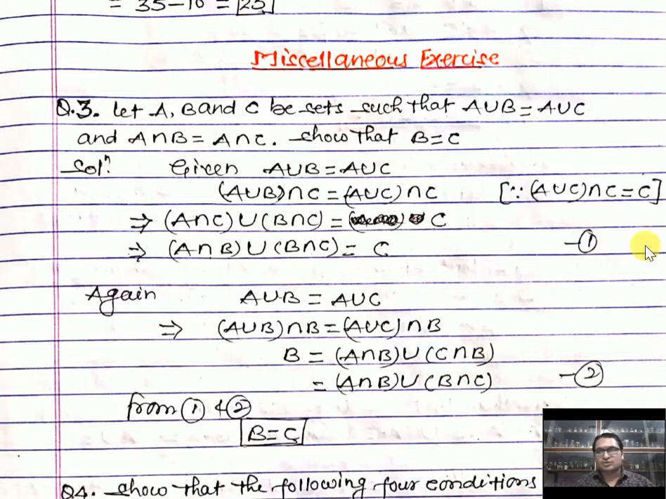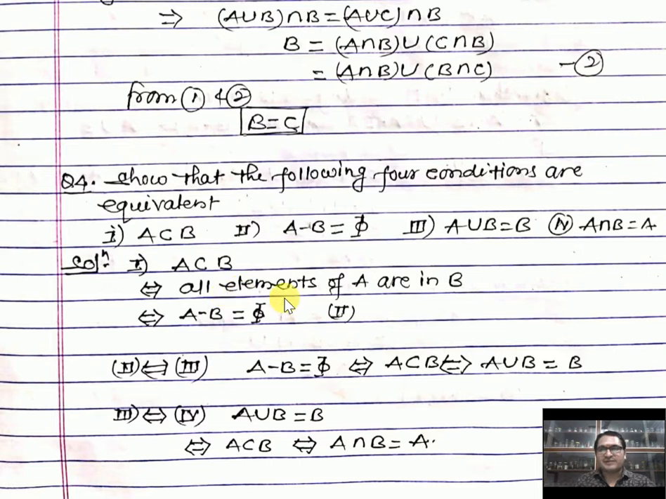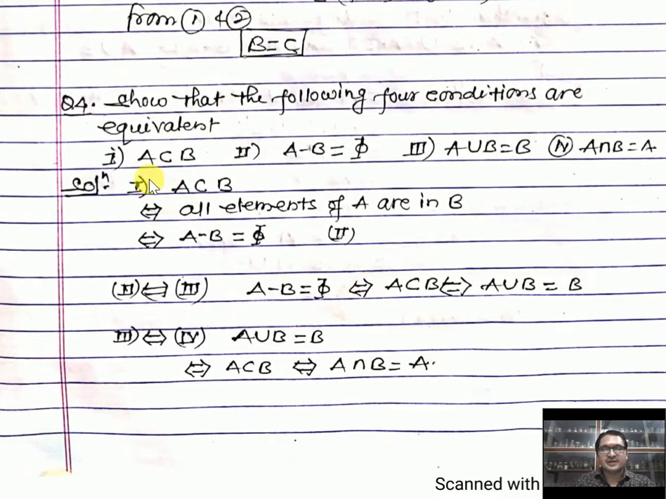A intersection B union C intersection B, or B intersection C, both are the same. So now you can see the left hand side of equation number 1 and the right hand side of equation number 2 are equal to each other. Therefore B will be equal to C from 1 and 2. Question number 4, show that the following 4 conditions are equivalent.